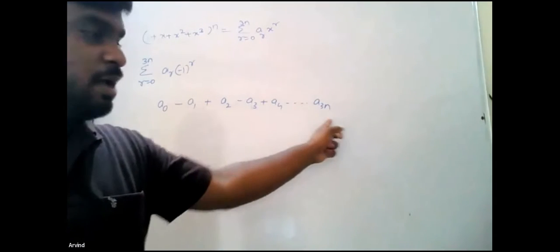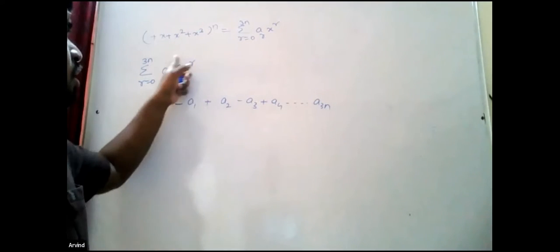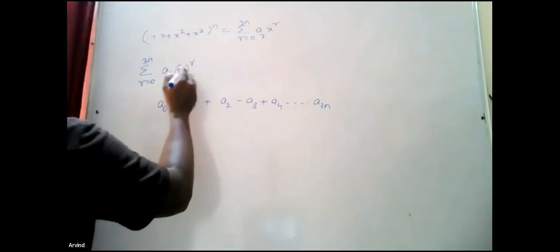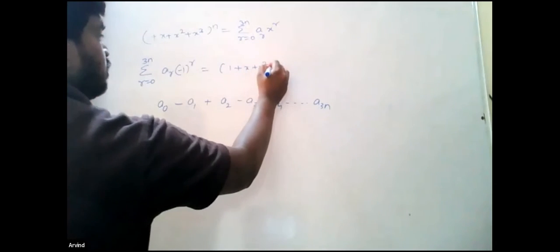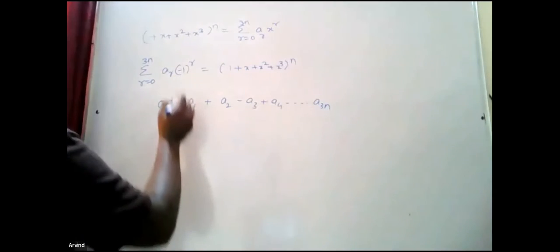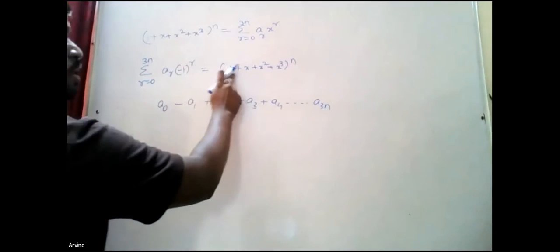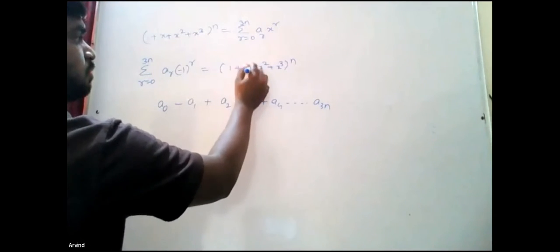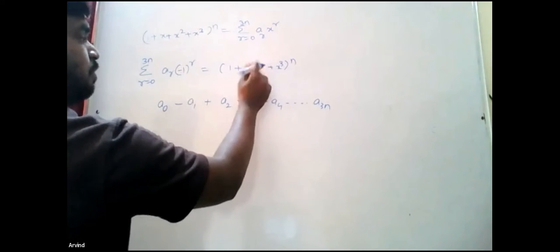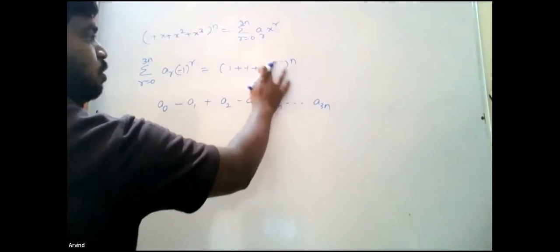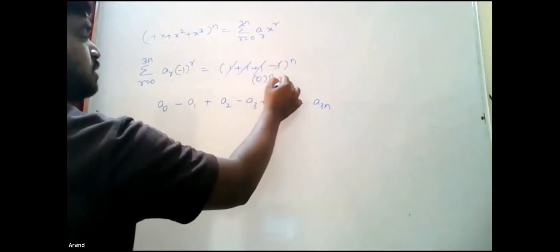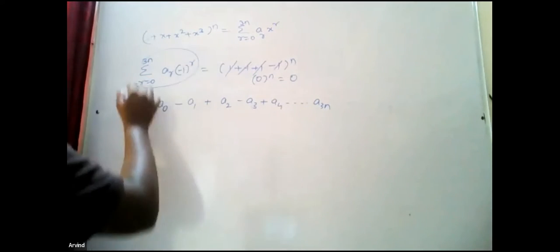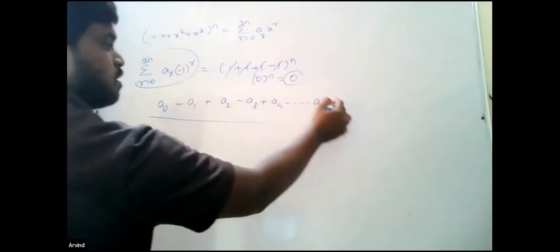When did we get this type of expansion? When we put x as minus 1. So the actual value 1 plus x square plus x cube whole to the power n, here we put minus 1 in place of x. So minus 1 the whole square will become plus 1. Minus 1 the whole cube will become minus 1. So plus 1 minus 1 plus 1 minus 1 gets cancelled. 0 to the power n, and 0 to the power n is 0. So the expansion is also equal to 0, which means this value is equal to 0. So I repeat it.